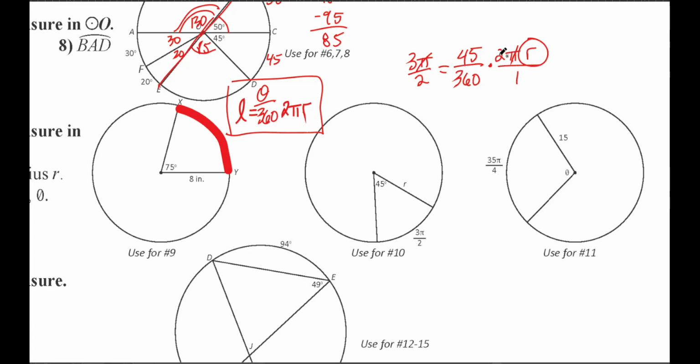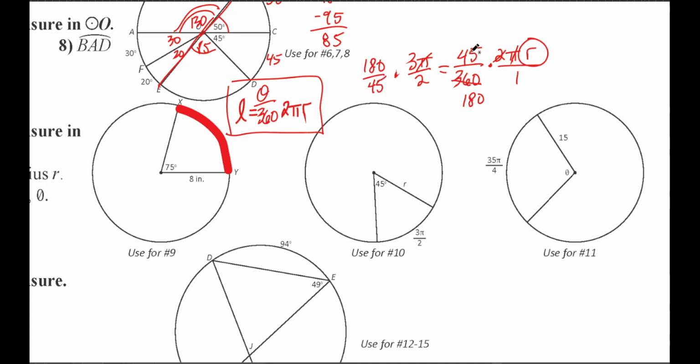If you wanted to, you could take the 2 into the 360, all right? 2 into 360 is what? 180. You could simplify that if you wanted to, but eventually, what are you going to do? How are you going to get rid of that fraction right here? You're going to multiply it by its reciprocal. So I'm going to put 180 here, and I'm going to put 45 down the bottom.